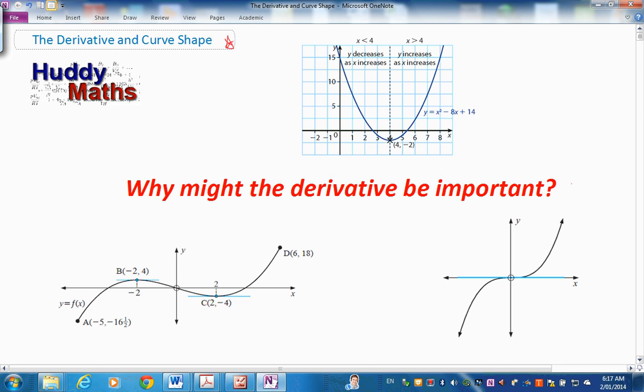What about this red hot question here? Why might the derivative be important? Any ideas? Curves. Oh, curves. What's the difference between a curve and a straight line? Okay, what makes a curve curvy? Well, why is it different from a straight line?